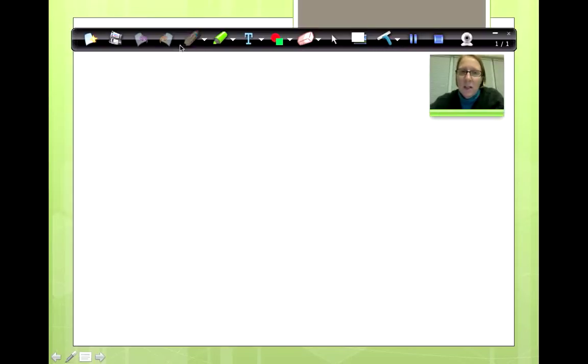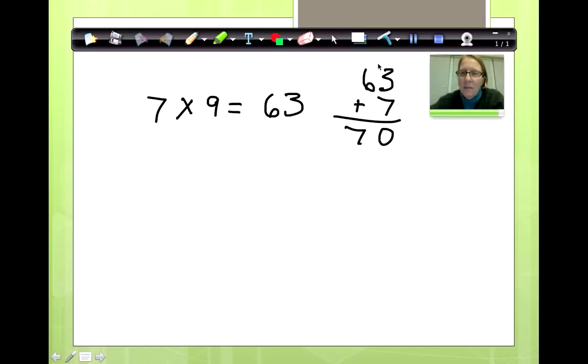Let me just test you. Let's do 7 times 9 is 63. Okay, and we could have 63 plus 7, because I have to regroup my 10. Which ones are the factors? I'm trying to change my color here. Let's see if it'll let me. There we are. Factors are going to be green. This is a factor, and this is a factor.